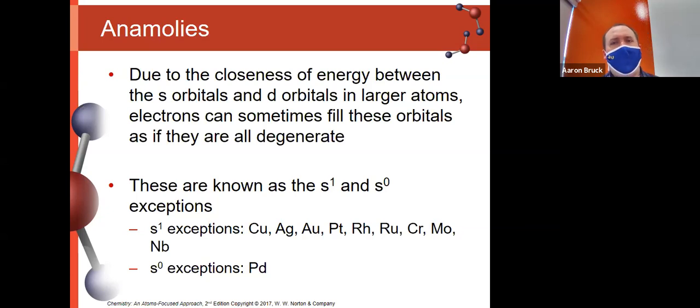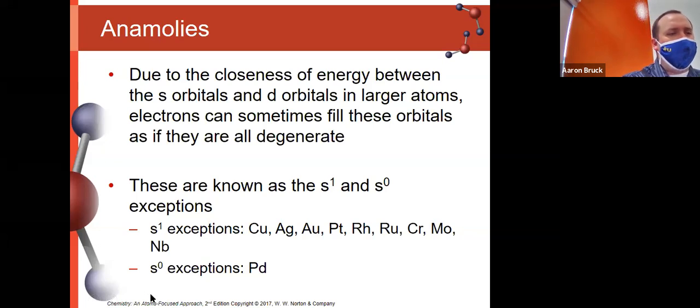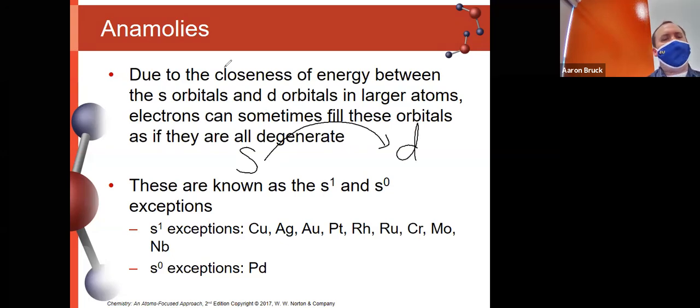So what are these exceptions? Well, we see that we've got a number of transition metals here: copper, silver, gold, platinum, rhodium, ruthenium, chromium, molybdenum, niobium, and palladium. What do these labels, S1 and S0, mean? This is telling us how the exception is going to occur. In both sets of these exceptions, we're going to see an S electron move over to the D sublevel.